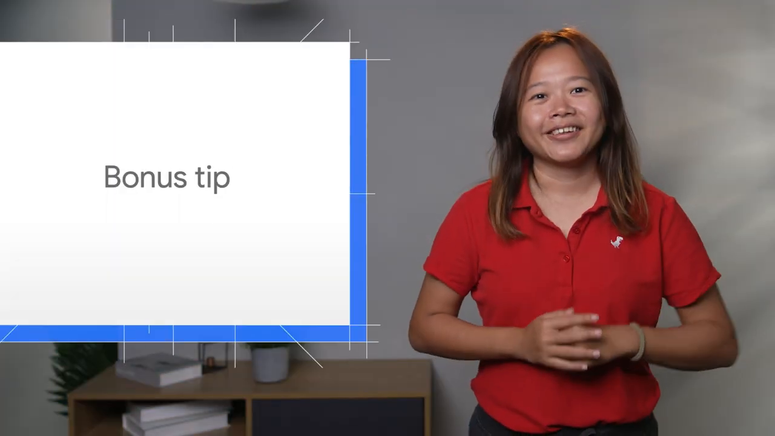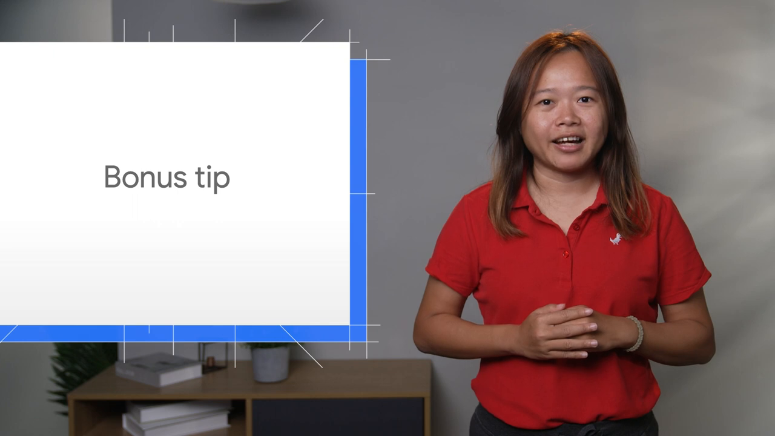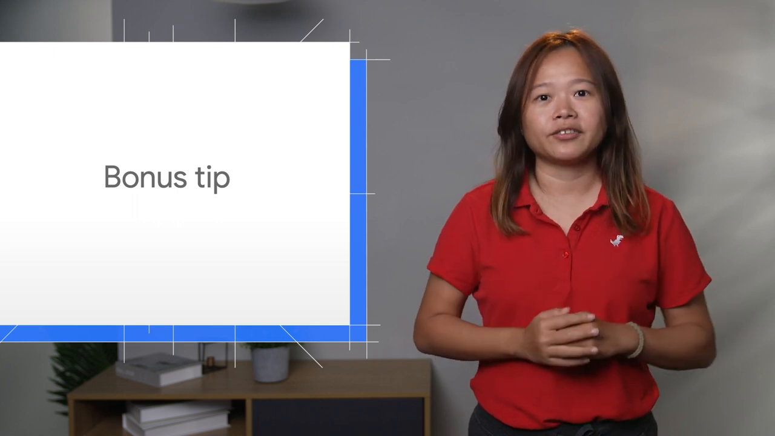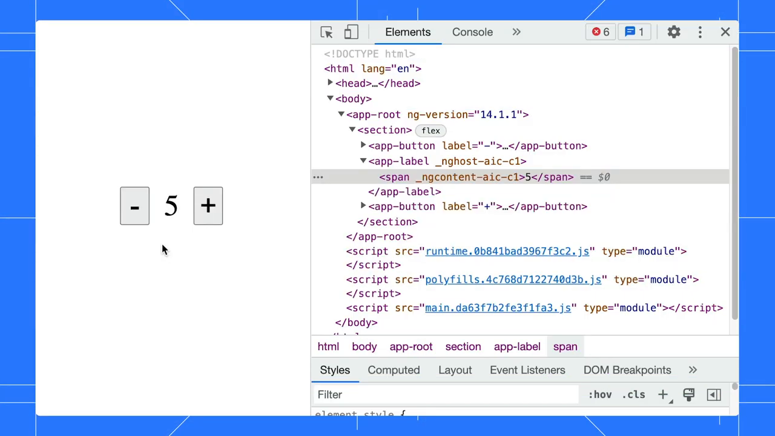Here is a bonus tip. Use the Break on Modification helper to find out which function triggers the change. For example, this is not your code. You need to find out which function causes the counter value decrease.